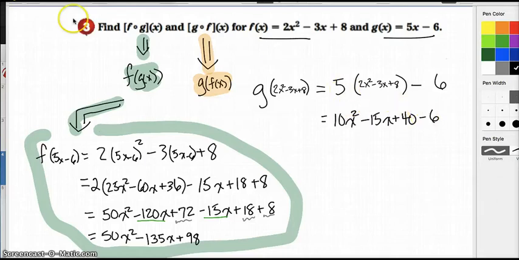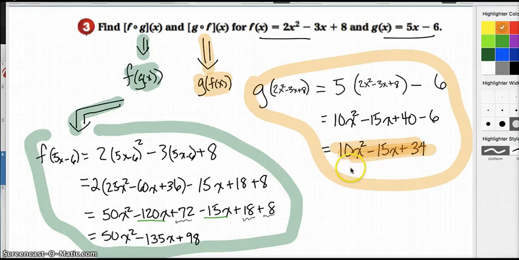After using the distributive property, I'm going to join like terms together. And after simplifying, we end up with 10x squared minus 15x plus 34. Very different from this one here.